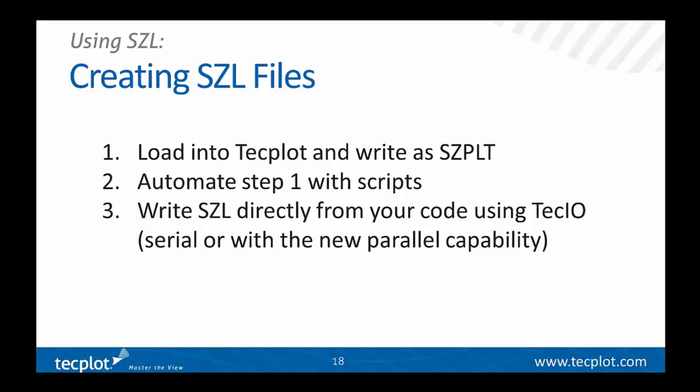The second way you can do it is to take that same process and automate it with scripts. Essentially it's launching Tecplot 360 in a script and doing it. This would work in, say, one of your CFD scripts to automatically generate these from another type of file. Pretty much any type of file that you can load into Tecplot 360, you could do this. And finally, Dr. Dave here is going to talk about writing the Sizzle files directly from your code using the TecIO library. And we have some new parallel capabilities that you're going to see for the first time today.